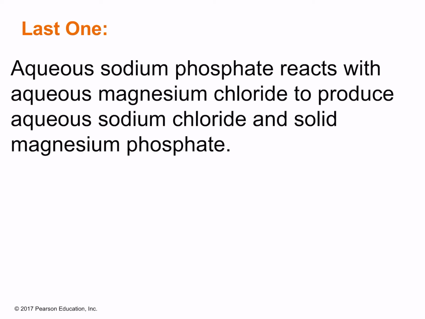Here's our last example. This says aqueous sodium phosphate reacts with aqueous magnesium chloride to produce aqueous sodium chloride and solid magnesium phosphate. What a mess. So let's go ahead and check this out. So the first one, aqueous sodium phosphate. Sodium phosphate you will recognize as an ionic compound, right?